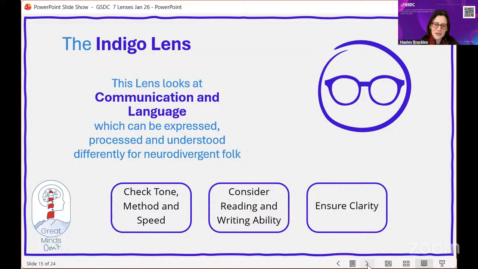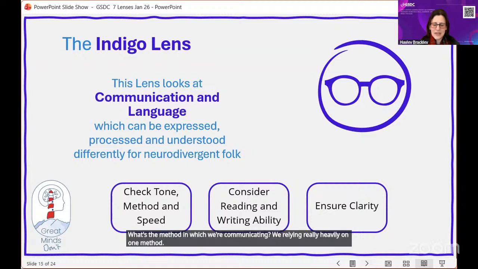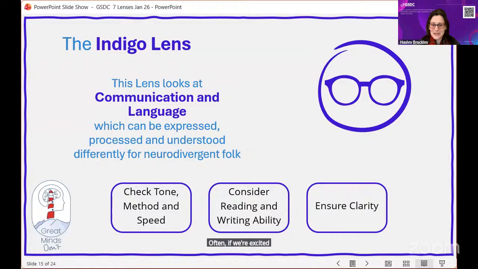So, what's the tone of how we're speaking? What's the method in which we're communicating? Are we relying really heavily on one method, or are we giving people more than one? And what's the speed in which we're communicating? Often, if we're excited about something, or if we know we've got a lot to fit in, then we can find ourselves getting quite quick, quite animated. And actually, that can really hold us back. So what we want to do is consider how clear we are and how slow we are.